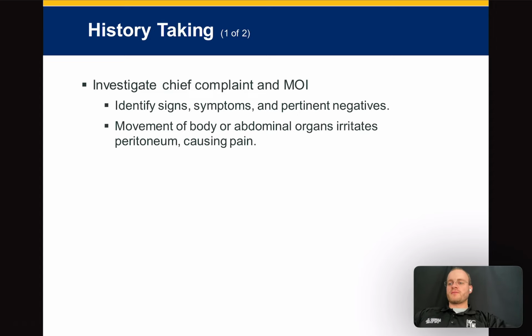So investigate the chief complaint and the MOI, identify signs and symptoms, and remember pertinent negatives. These are things like they have abdominal pain, but they do not have blood in their diarrhea or blood in their feces. They do not have vomiting. They do not have nausea, but they do have abdominal pain. That's a positive, and that's pertinent. But a pertinent negative is the things they don't have that need to be told with the story.